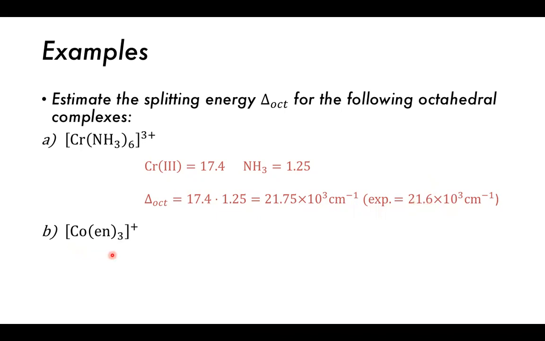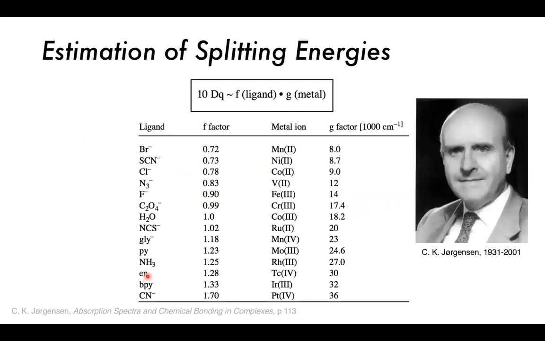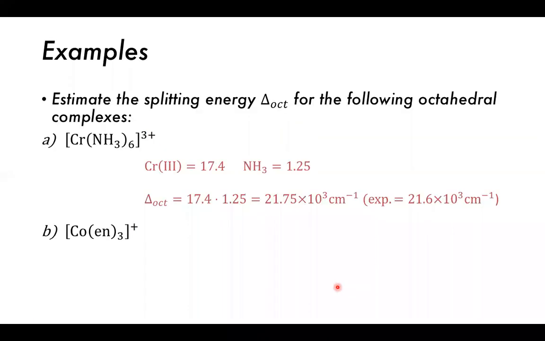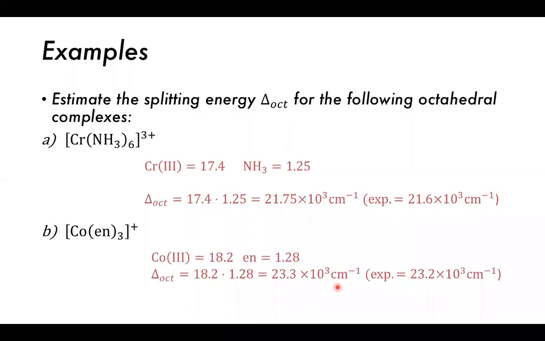Then for cobalt(III) ethylene-1,2-diamine, en is 1.28 for its f factor, and cobalt(III) is not here, but we can find it in tables of data. Sorry, it should be cobalt(III), 18.2, times 1.28. Multiply those together, and we see that they're very close to the experimental value as well.